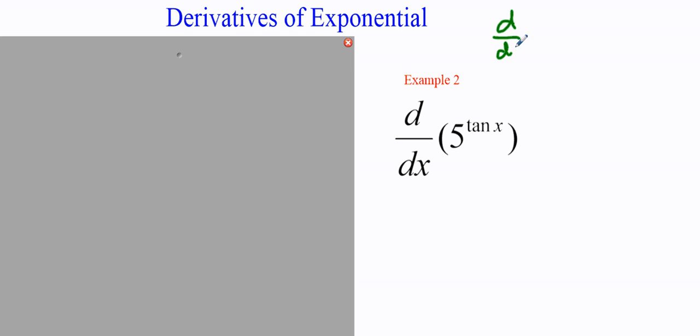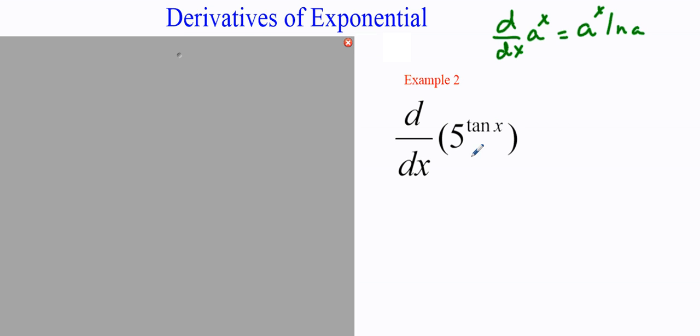When we found the derivative of a to the x, it equals a to the x natural log of a. The a is a base, which is not e. It's a base greater than 0, but can't equal 1. So what we have here is 5 to the tangent of x, and we want to figure that out.